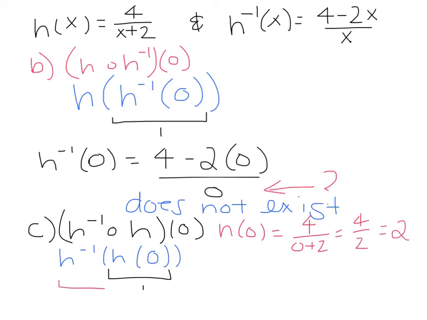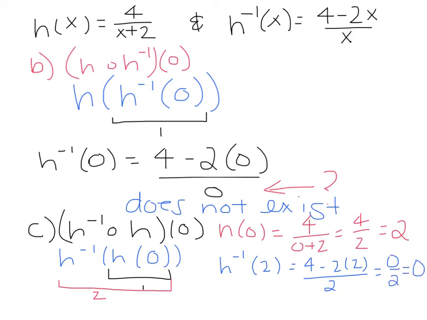So now I can move on to this second part where I'm going to plug that answer into the inverse. So the inverse of 2 equals 4 minus 2 times 2 divided by 2. Okay, so 2 times 2 is 4. 4 minus 4 is 0. And 0 divided by 2 is 0.